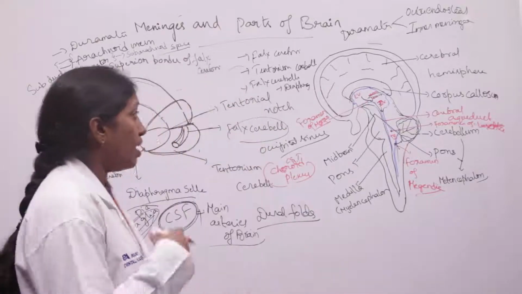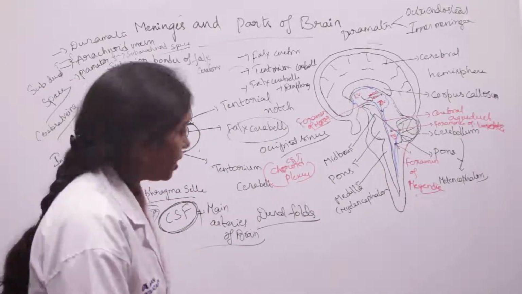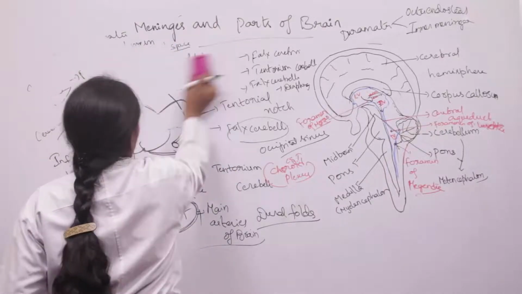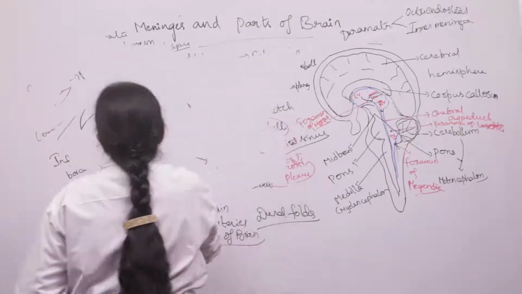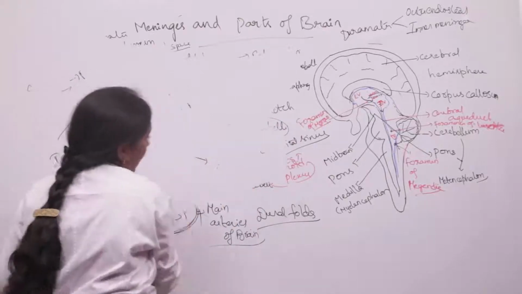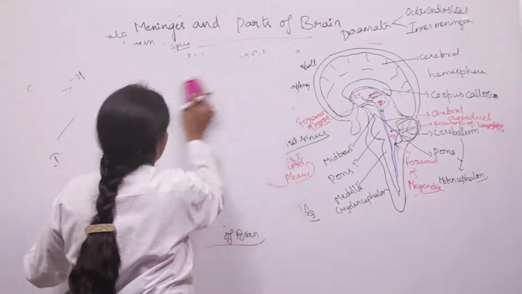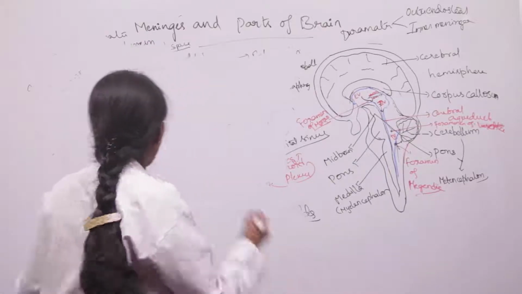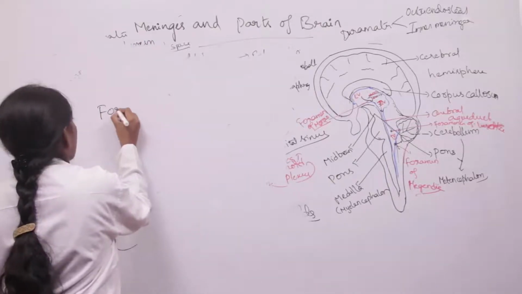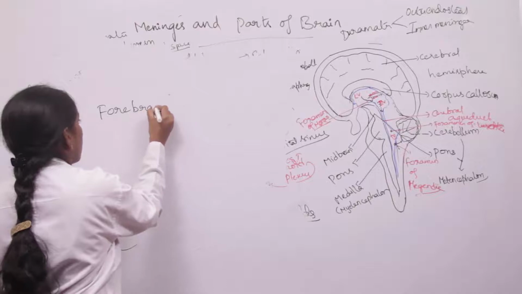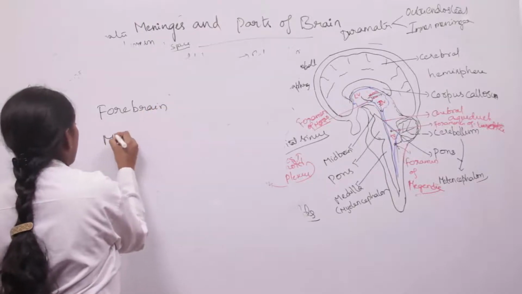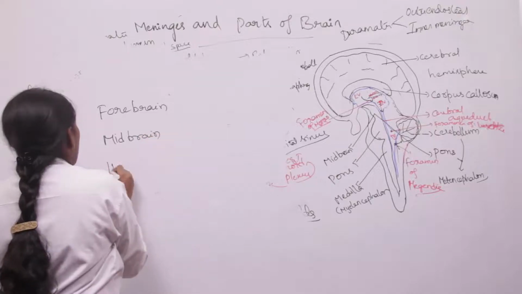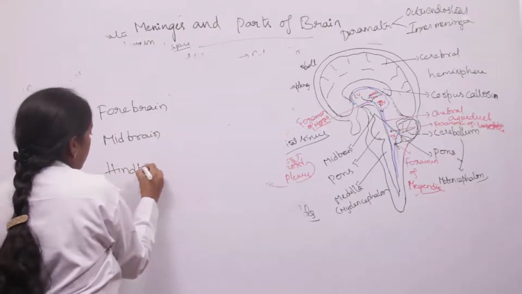Okay, coming to the parts of the brain. So now we will see what are the parts of the brain. The brain divides into forebrain, midbrain and hindbrain.